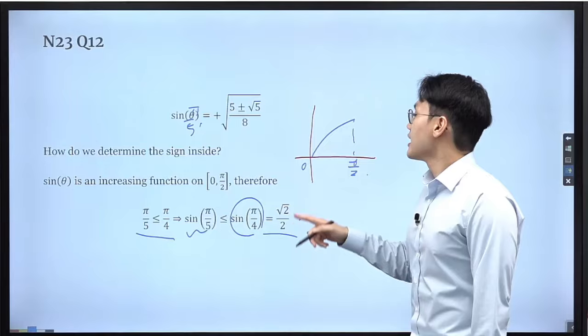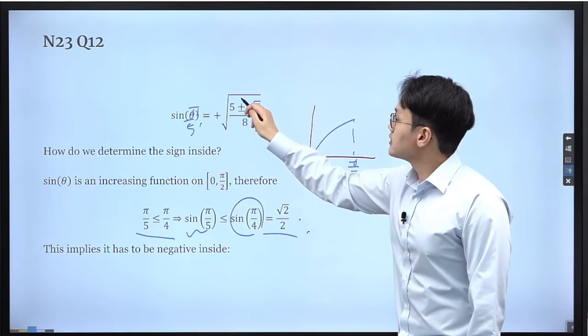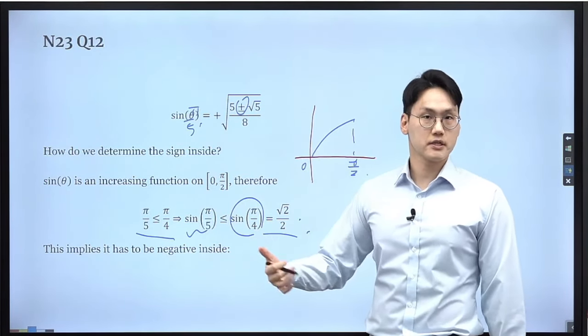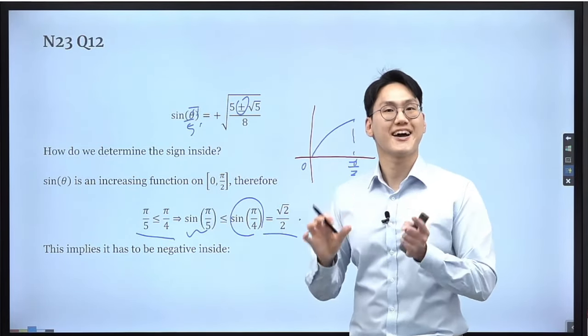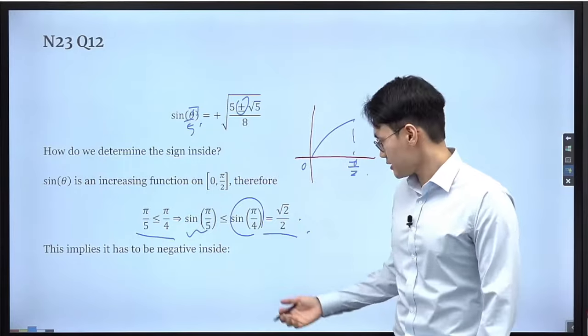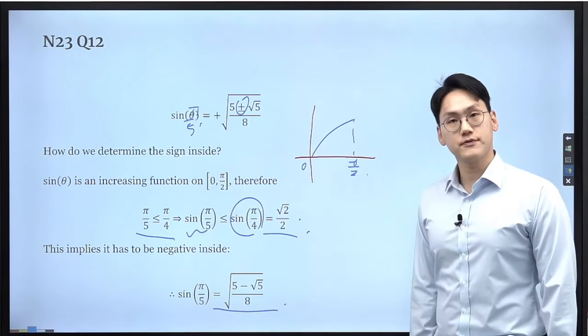So in order to attain that value, the inside must be negative. If it's positive, it's going to be bigger than square root of 2 over 2, which is a contradiction to the premise that the sine function is increasing. So that's what we can verify. It's going to be 5 minus root 5 over 5.